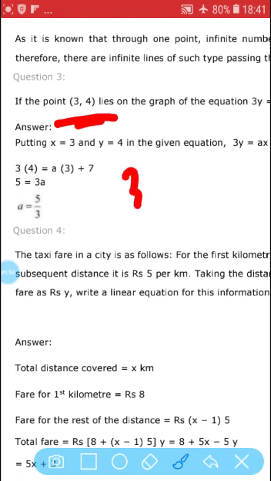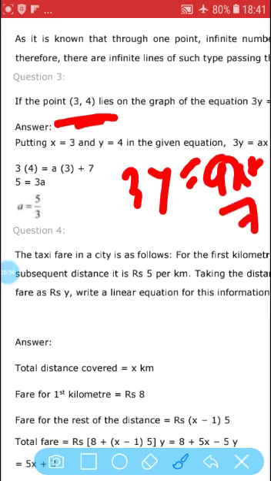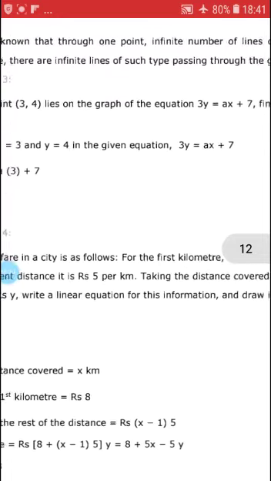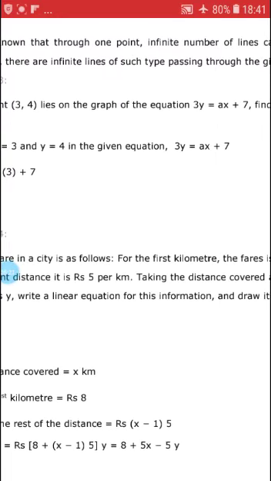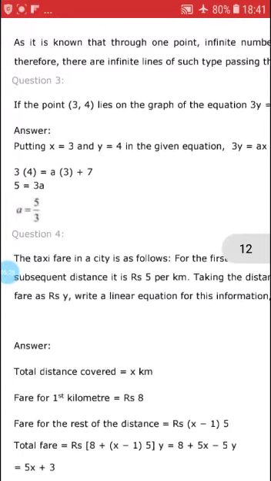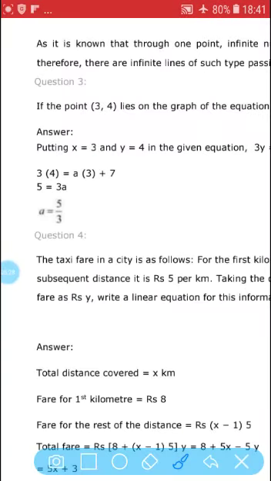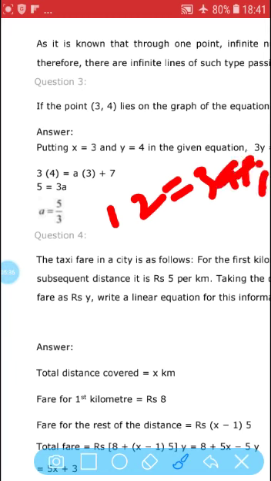So what is our problem? We have to write 3y = ax + 7. This is our question. So the value of y is how much? 4, and the value of x is how much? 3. We will just put these in and get the value. I don't think you will have any confusion. 3y = ax + 7. We will put the values of x and y, and we will be able to get the value of a. 3 times 4 is 12, which is equal to 3a + 7.